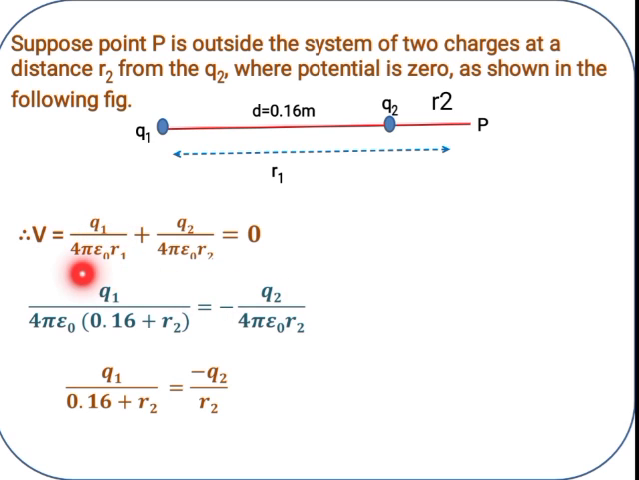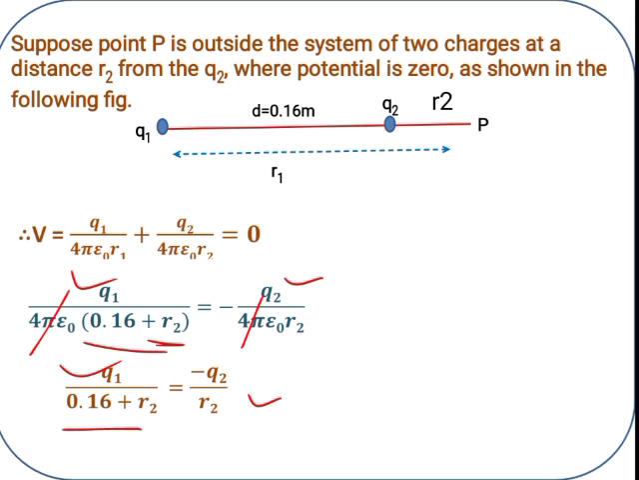V is equal to Q1 divided by 4 pi epsilon naught R1 plus Q2 divided by 4 pi epsilon naught R2 is equal to 0. As in the previous case, we take this term towards the other side, since the total is 0, so the Q2 factor goes to the RHS. Now 4 pi epsilon naught cancels. What is remaining? Q1 by (0.16 plus R2) equals minus Q2 divided by R2, right?